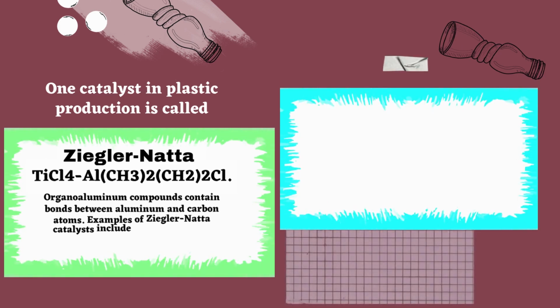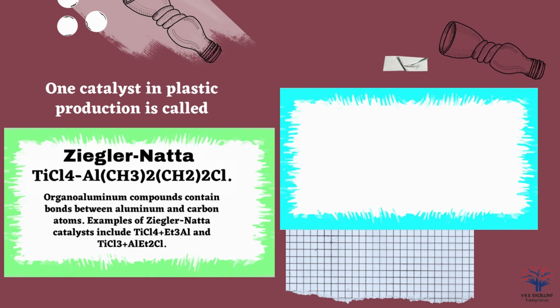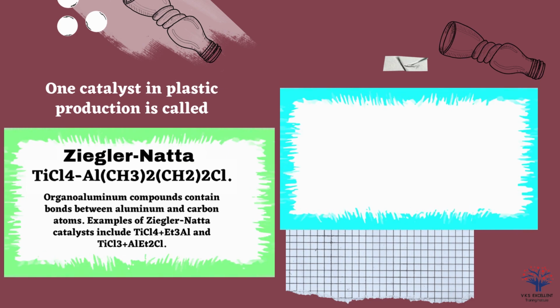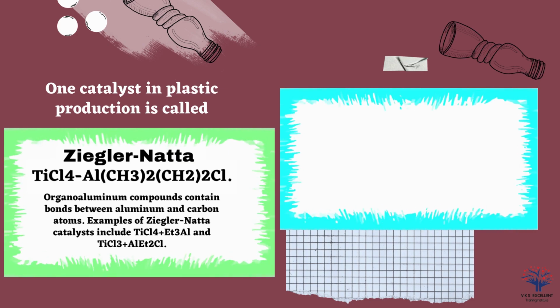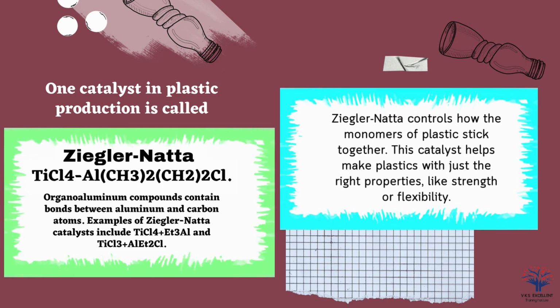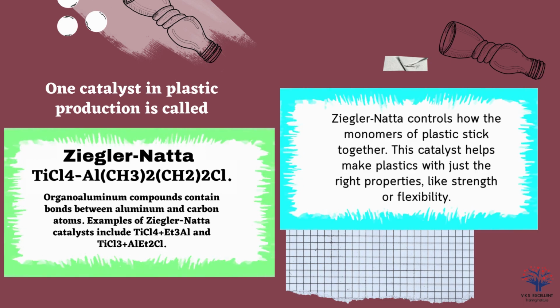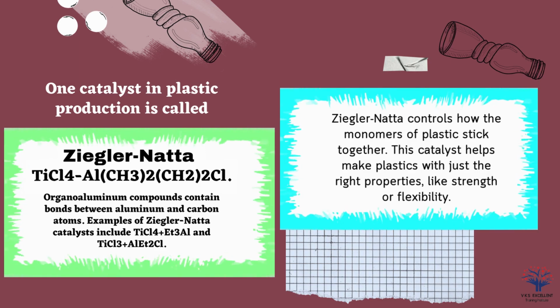One catalyst in plastic production is called Ziegler-Natta, which is an organoaluminium compound containing bonds between aluminum and carbon atoms. Ziegler-Natta controls how the monomers of plastic stick together. This catalyst helps make plastics with just the right properties, like strength or flexibility.